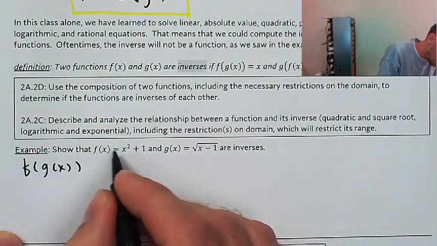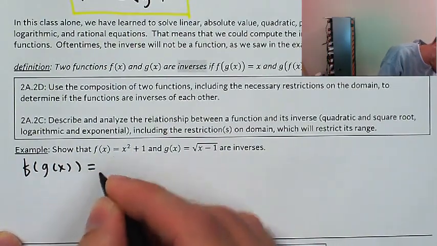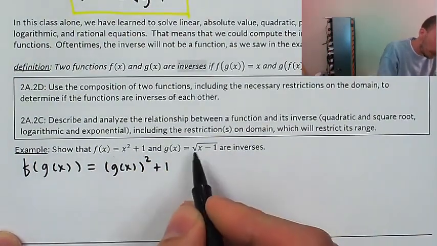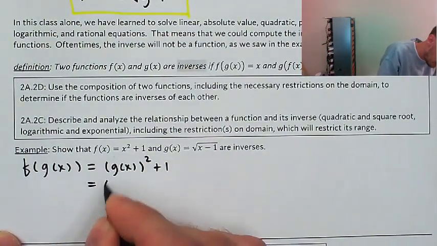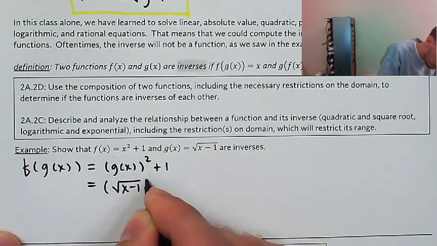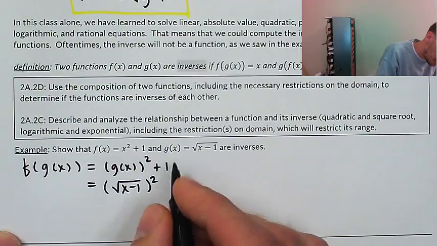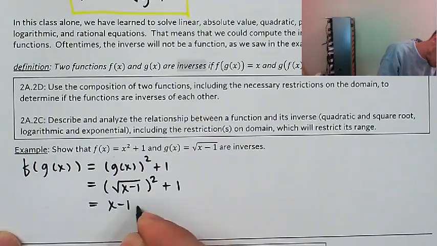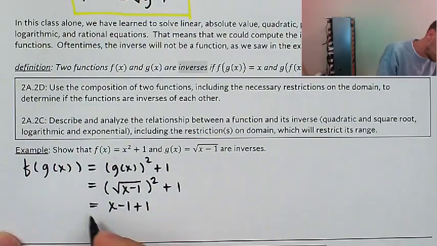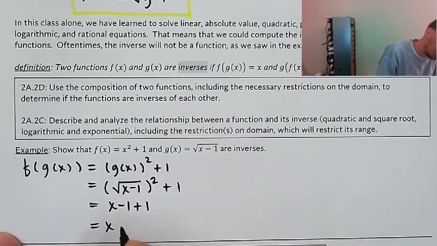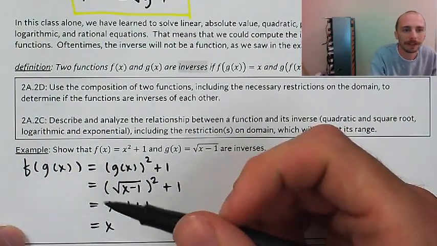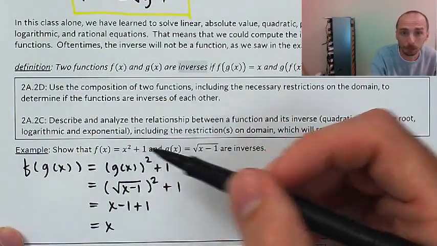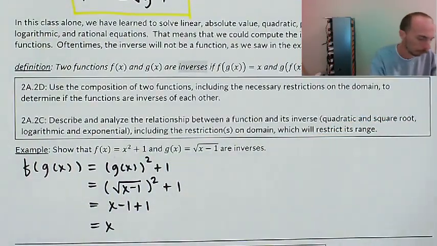So wherever I see x in the formula for f, I'm replacing it with g of x, preferably in parentheses. So I'm going to take g of x, and I'm going to square it, and then I'll add 1. But I already have an expression for g of x. That's the square root of x minus 1, squared. And then I'm still adding 1. When I square the square root, I'm just going to have x minus 1 plus 1, and then that's just going to be x. So I'm halfway there. Okay, that's a good sign. That means if I take an x value, plug it into g, and then plug it into f, which is the reverse of g, I should get back to where I started. That's what we're getting at here.